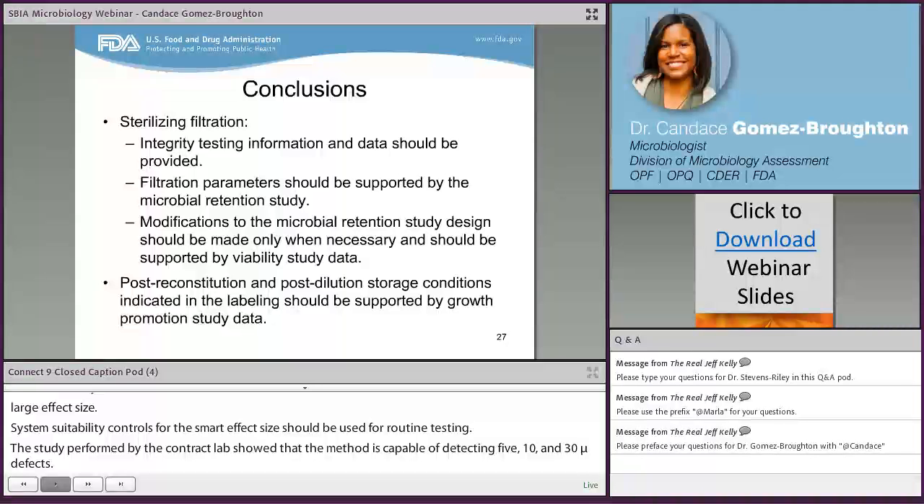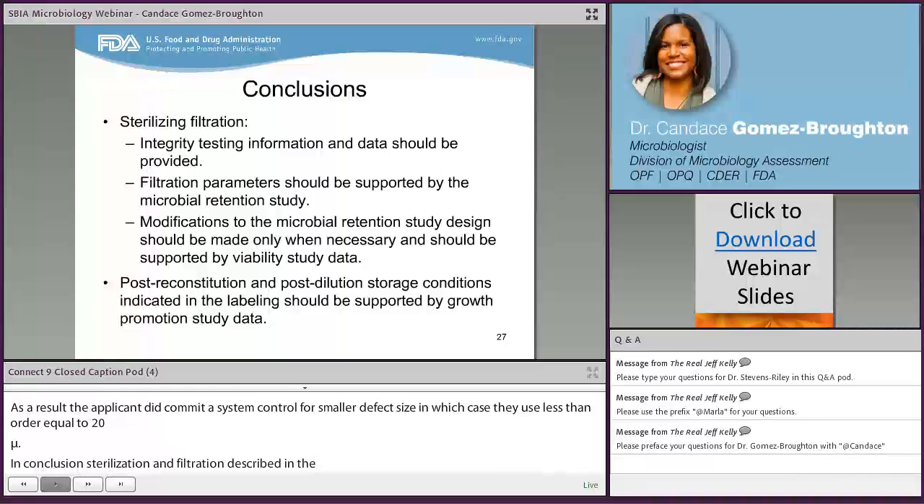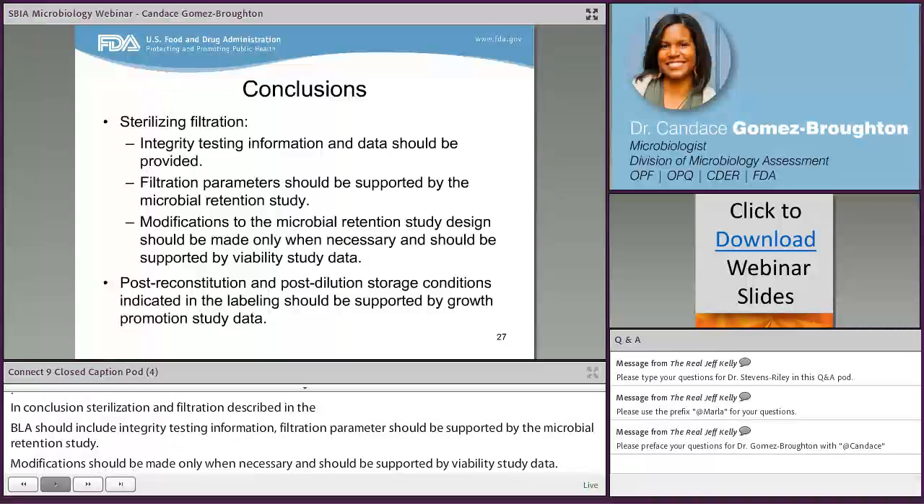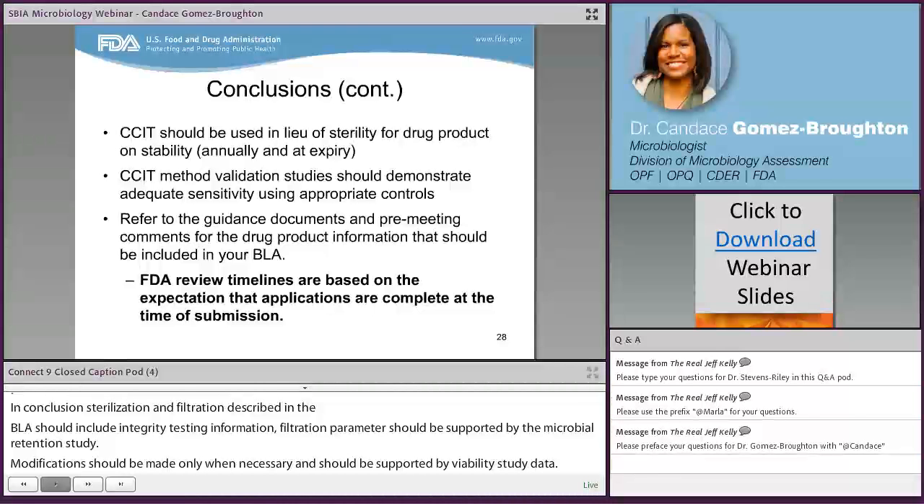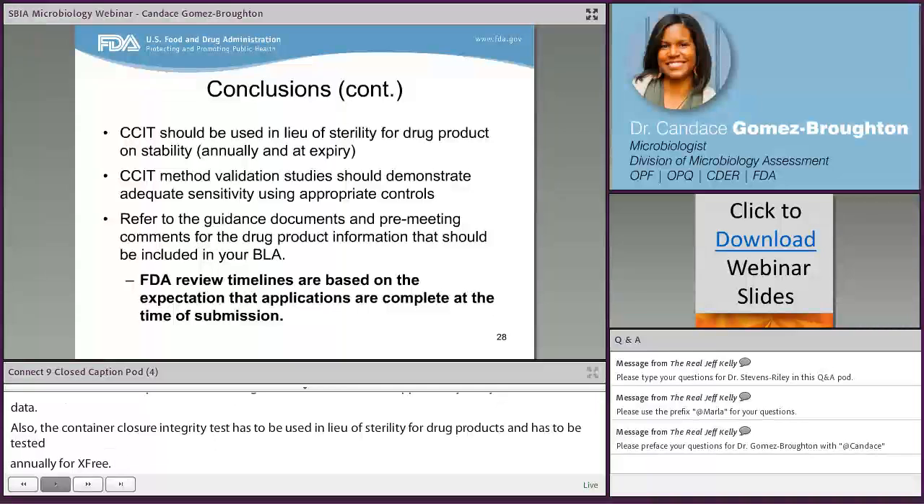In conclusion, sterilizing filtration described in the BLA should include the integrity testing information. Filtration parameters should be supported by the microbial retention study. Modifications to the microbial retention study should be made only when necessary and should be supported by viability study data. Post-reconstitution and post-dilution storage conditions have to be supported by growth promotion study data. Also, the container closure integrity test has to be used in lieu of sterility for drug products and has to be tested annually through expiry. CCIT method validation studies should demonstrate adequate sensitivity using the appropriate controls.